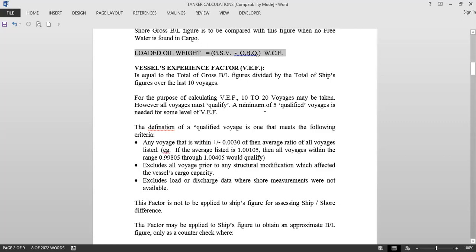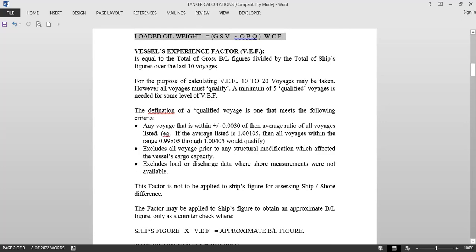A minimum of 5 qualified voyages is needed for some level of vessel experience factor. The definition of a qualified voyage is that any voyage that is within plus or minus 0.003 of the average ratio of all voyages listed. Example, if the average listed is 1.00105, then all voyages within the range 0.99805 through 1.00405 would qualify. Excludes all voyages prior to any structural modifications which affected the vessel's cargo capacity.